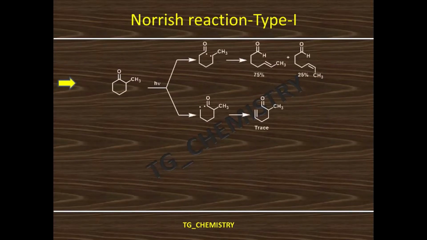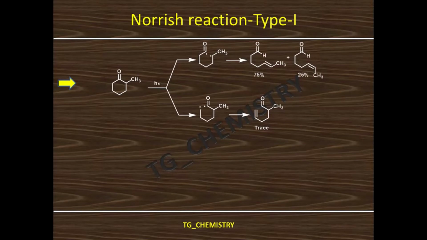Here you go, with a monomethyl substituent at the alpha position of the cyclohexanone compound. It can have two different pathways, or two different alpha bonds can be cleaved. One is the carbonyl carbon attached to the carbon having the methyl group, and the other side is the other one. So both the biradicals formed here, as you can see, immediately after photo irradiation of the starting substrate, can have two different routes of producing products.